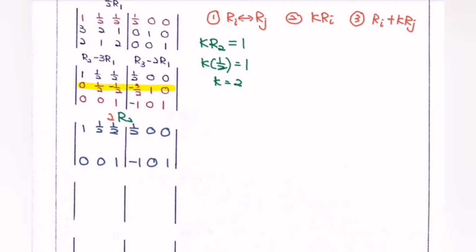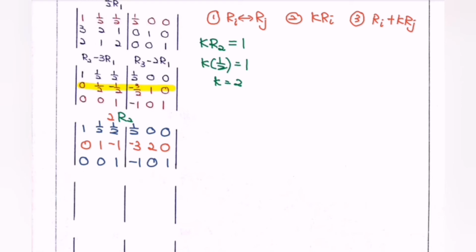Next, focus on the highlighted area. So multiply the situation with the 2. So in here we will obtain 0, 1, negative 1, negative 3, 2, and 0. So hopefully you can follow.